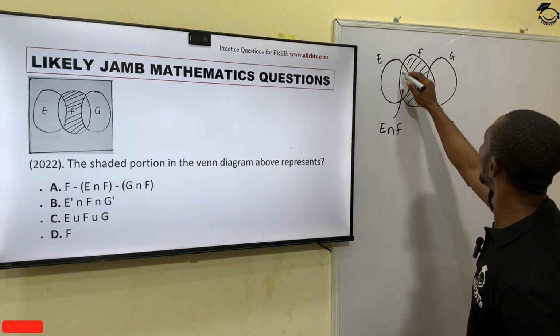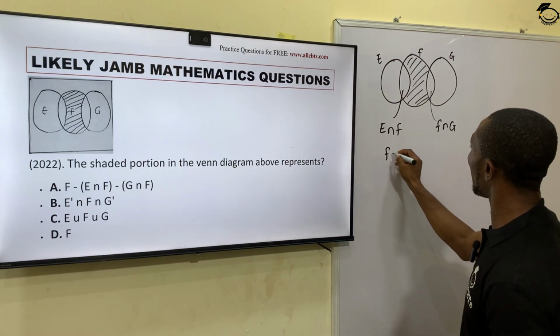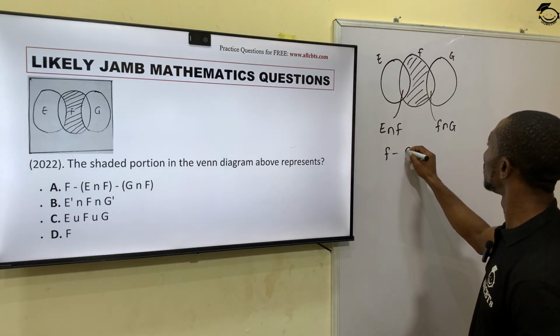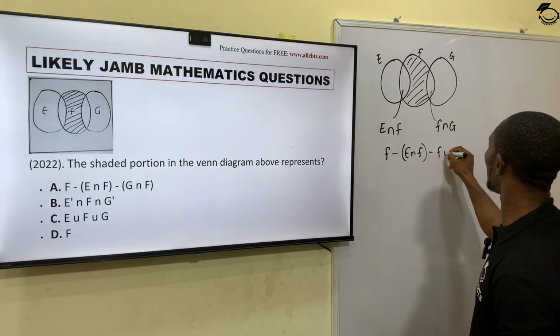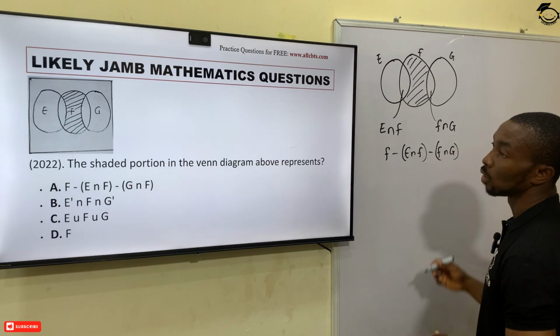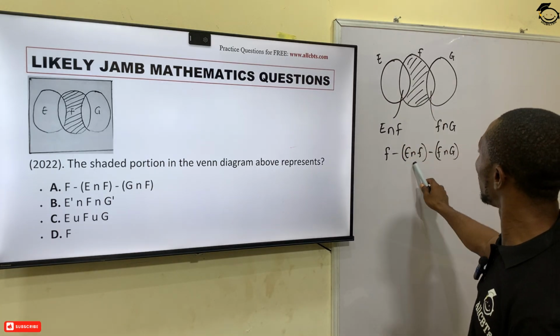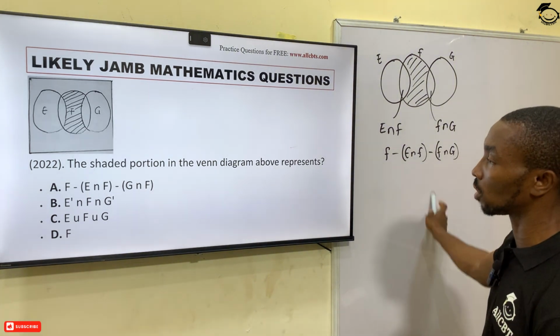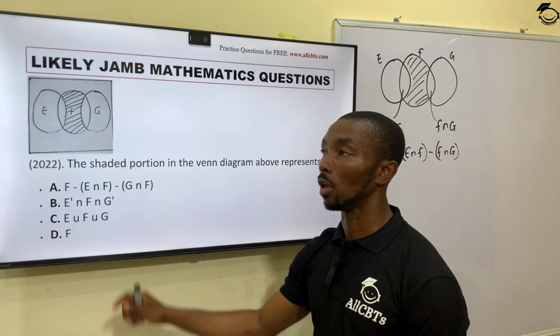So for us to get this shaded portion, we are going to have it as F minus E intersection F, minus F intersection G. So if we have this as E intersection F minus E intersection F and F intersection G, which would be our option A.